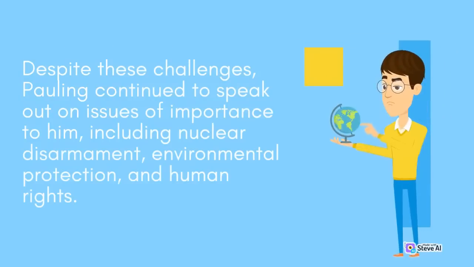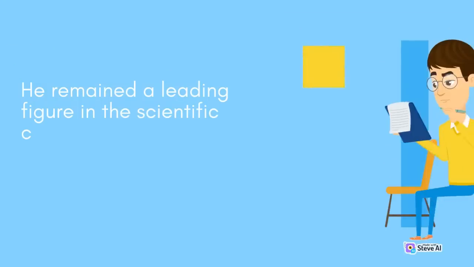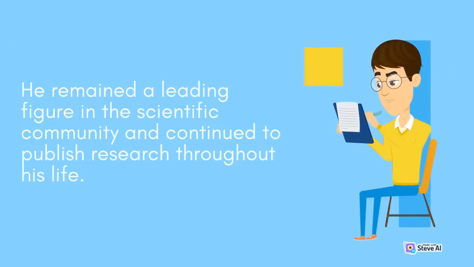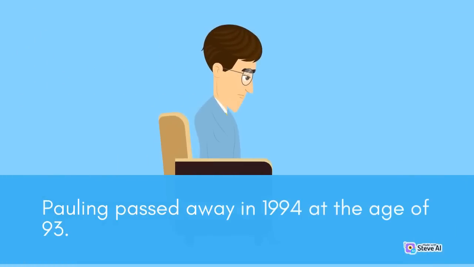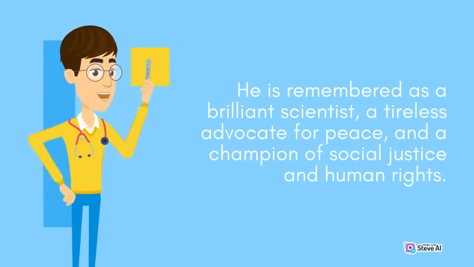Despite these challenges, Pauling continued to speak out on issues of importance to him, including nuclear disarmament, environmental protection, and human rights. He remained a leading figure in the scientific community and continued to publish research throughout his life. Pauling passed away in 1994 at the age of 93. He is remembered as a brilliant scientist, a tireless advocate for peace, and a champion of social justice and human rights.